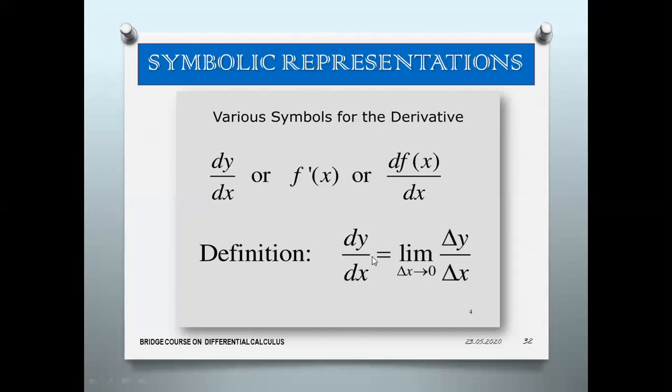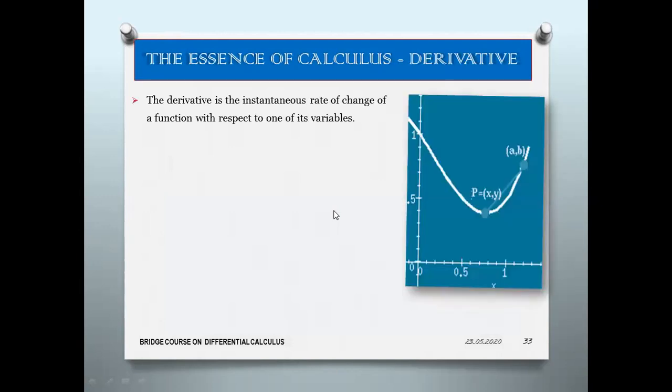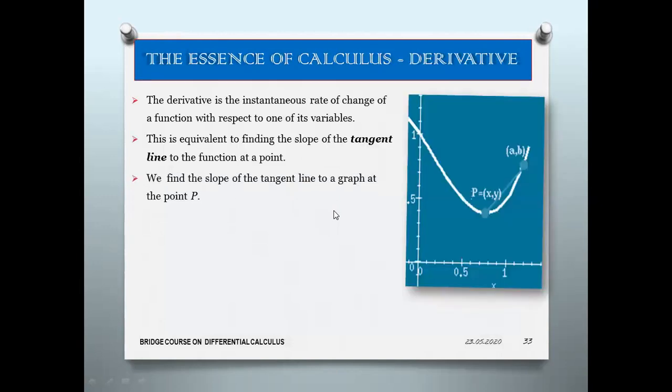So dy by dx is the rate of change of y with respect to x, the rate of change of the numerator variable with respect to the denominator variable. Normally, velocity and acceleration are the rate of change of distance with respect to time and of speed with respect to time. That is the representation. Now we shall see what a derivative actually is.